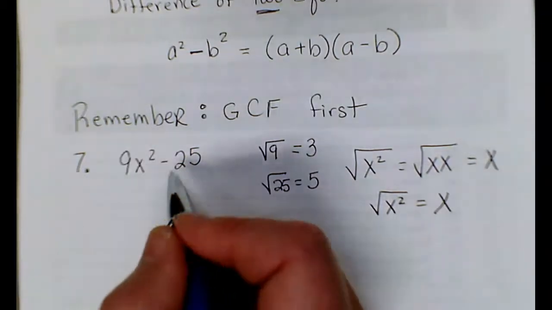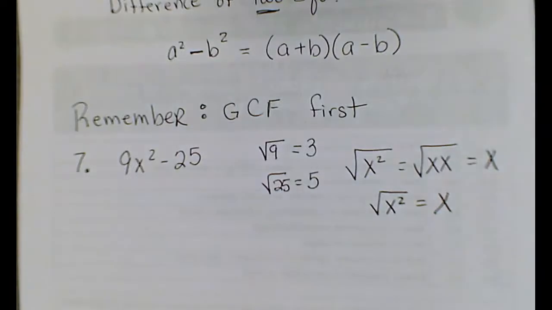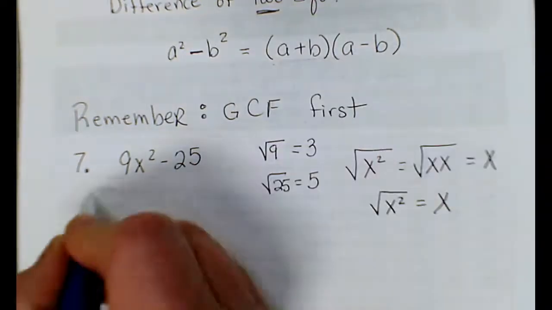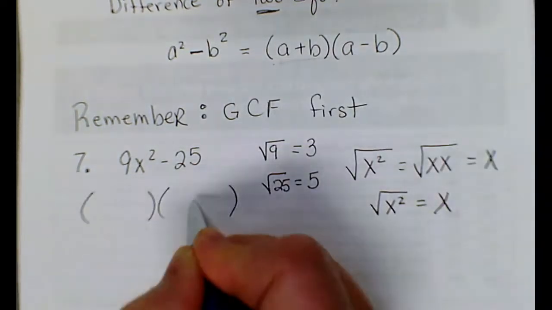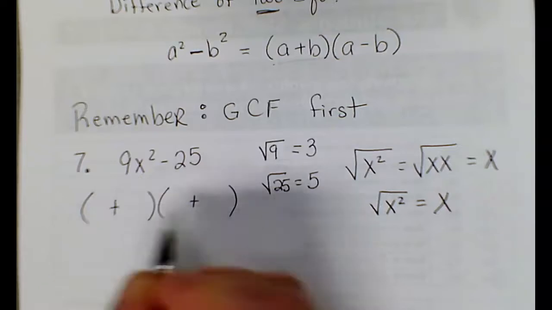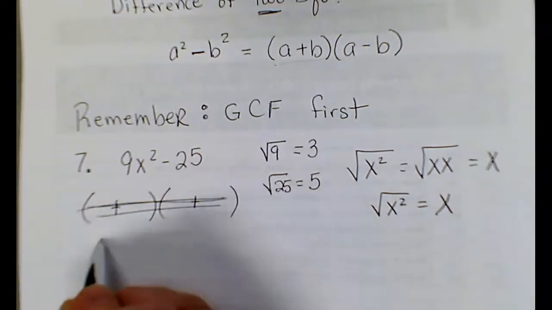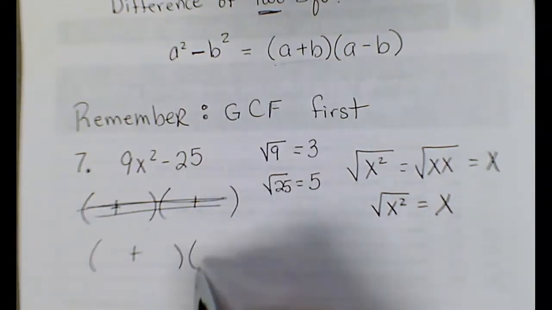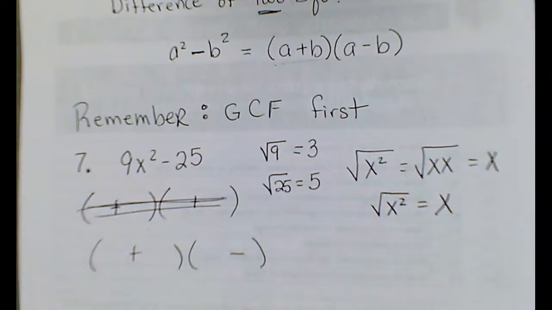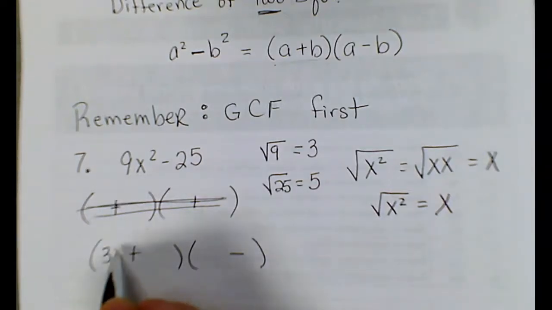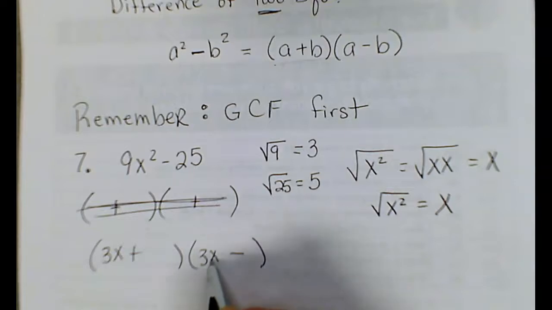If it is the difference of two squares, yes, it has a negative sign. Yes, there are two of them. Yes, they are perfect squares. Then it will factor into this plus minus pattern. The square root of 9 is 3, and it has an x. The square root of 25 is 5.